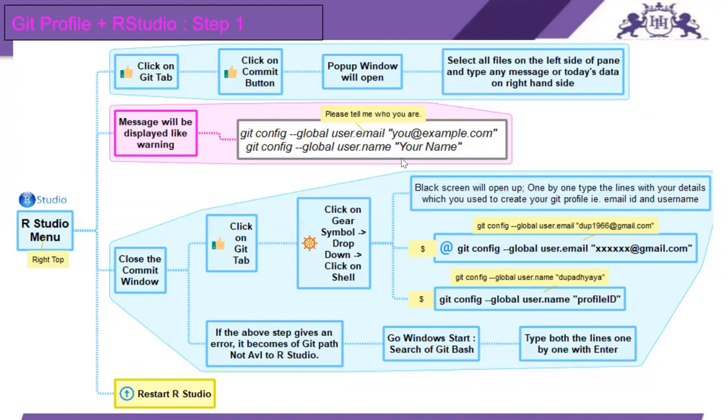Now you need to go to the Git tab, and there would be a shell button there. Click on the shell button and type these lines one by one and click enter. After having typed successfully, you can close this window. And for all the users who face the problem of this particular Git window not opening up, you can do the same thing by typing git bash through your Windows start menu. This normally happens if your git is not enabled into your Windows path.